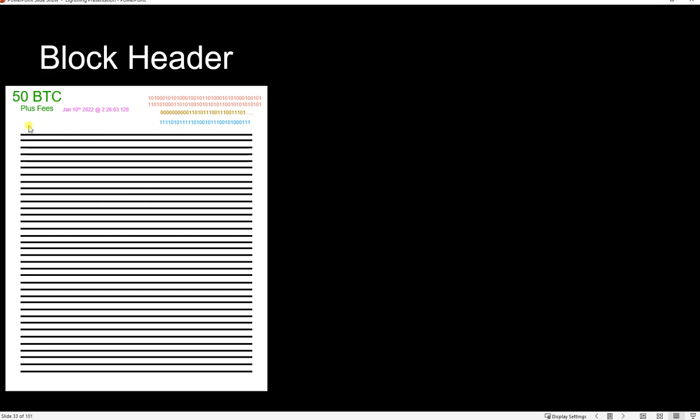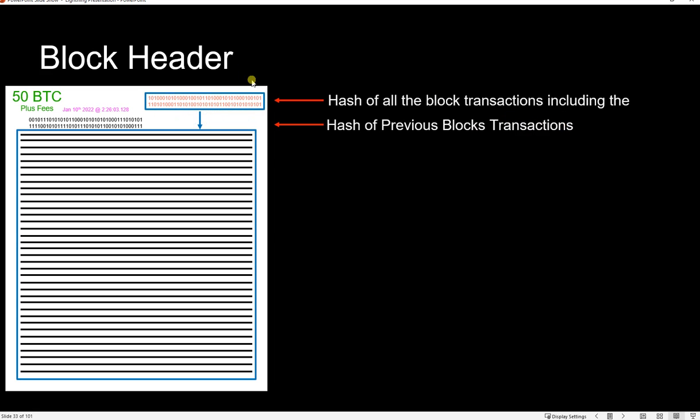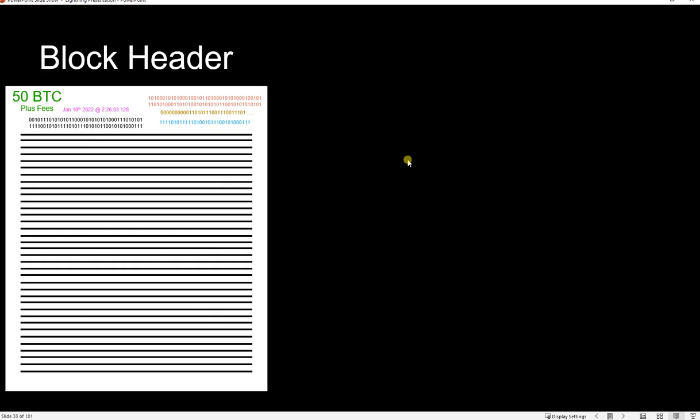But when I told you that we're going to hash all the information, all the transactions, we're also going to do a little bit more. We're also going to include the hash of the previous block's transactions. All right, so this hash isn't just including all the transactions. It's including this 256 bits as well. It's including the hash of the previous transactions. All right, that is crucial. Now, why is that crucial? Well, it's really quite simple.